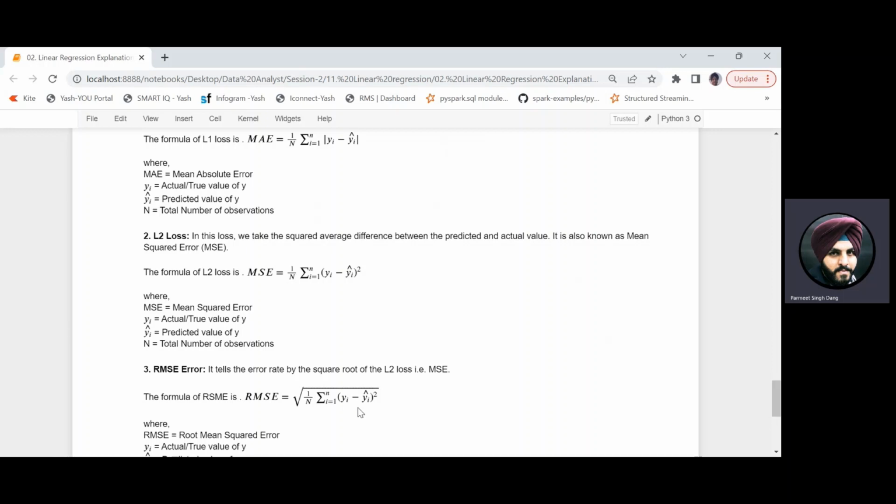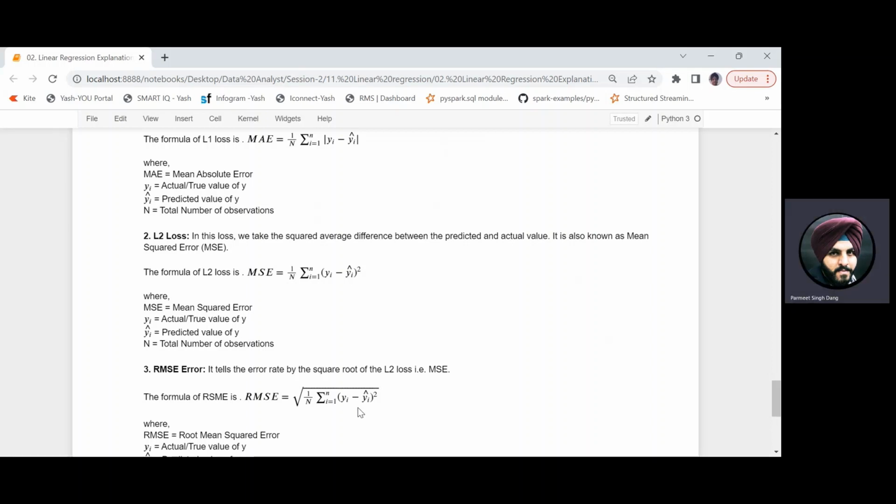So basically, in a crux, in linear regression there are only two types of losses, L1 loss and L2 loss. L1 loss is known as mean absolute error and L2 loss is known as mean squared error. If I take the square root of L2 loss, that would be known as root mean squared error.